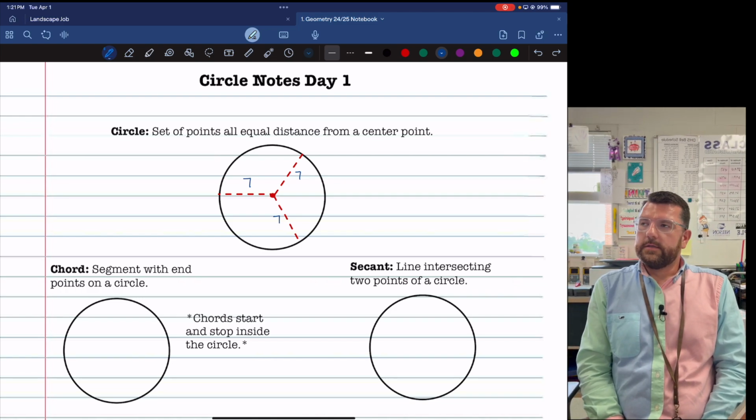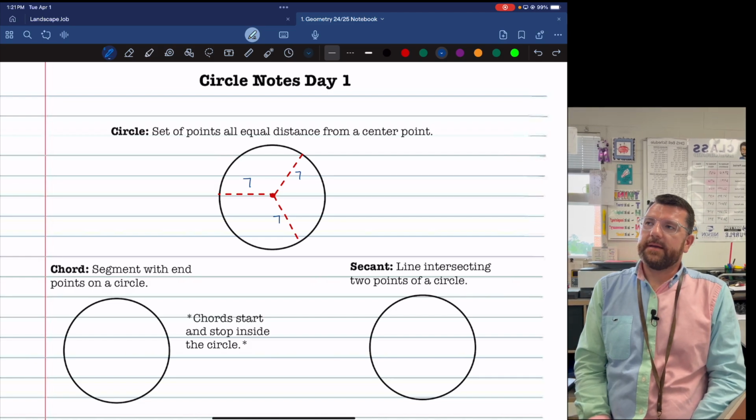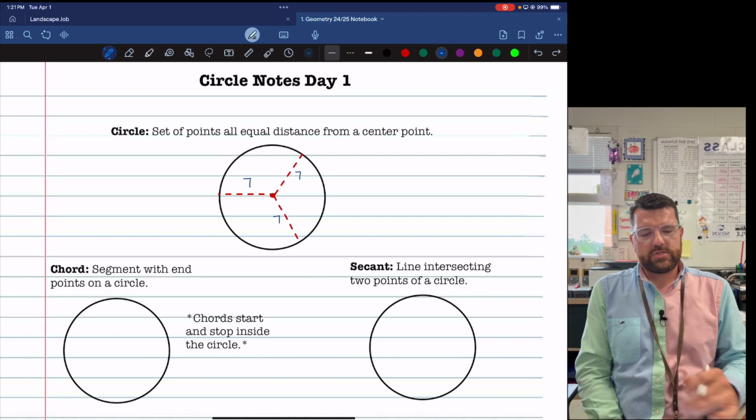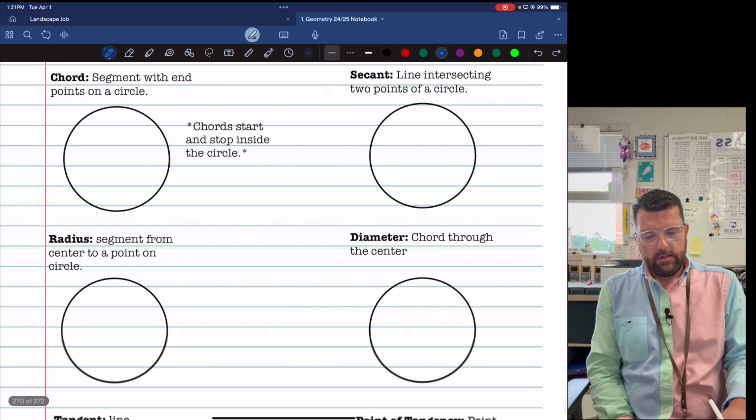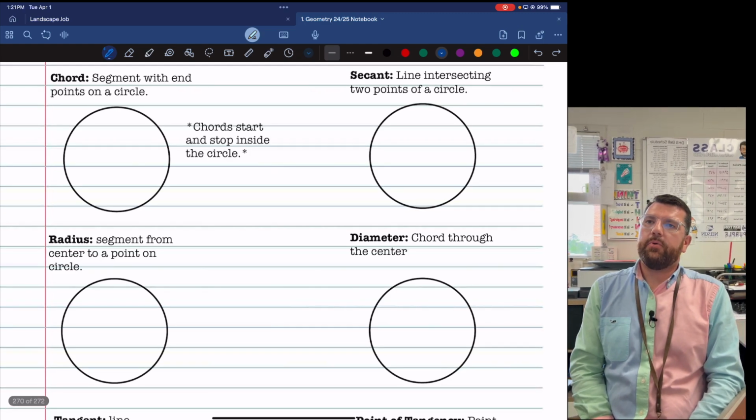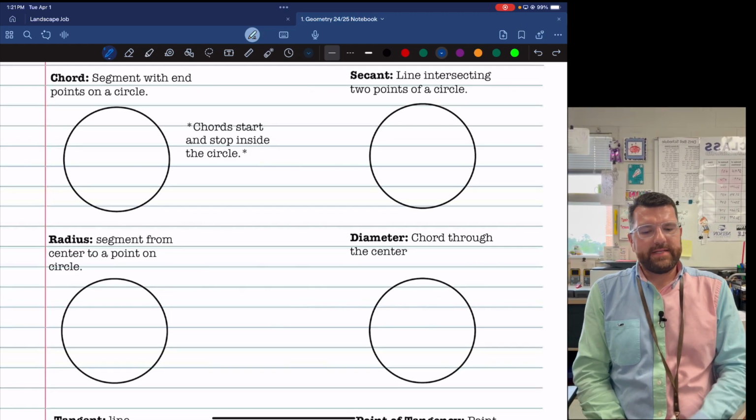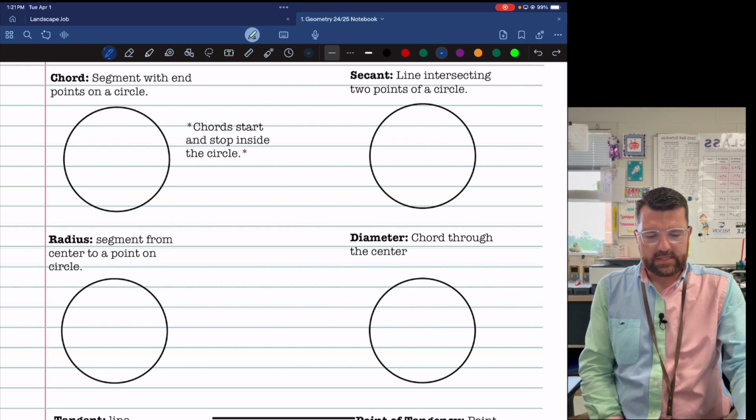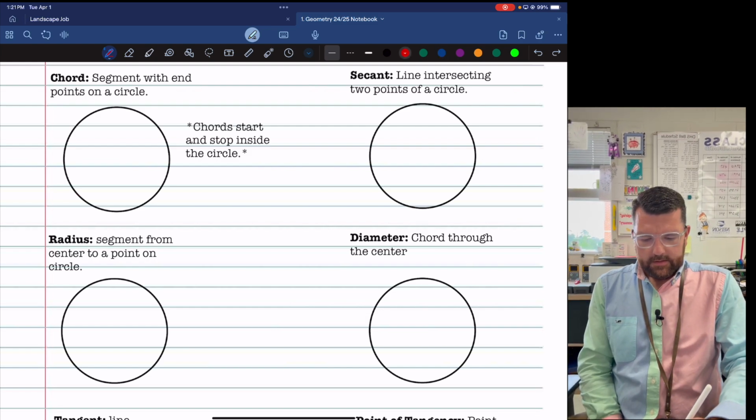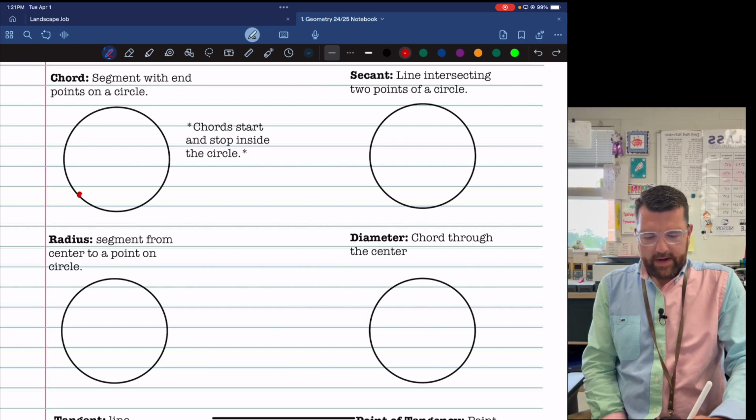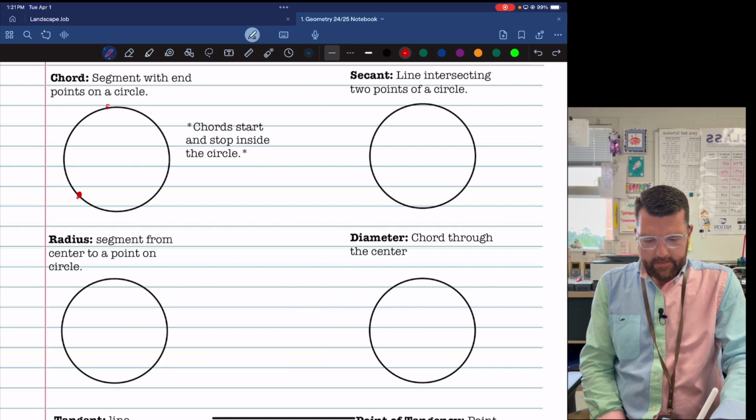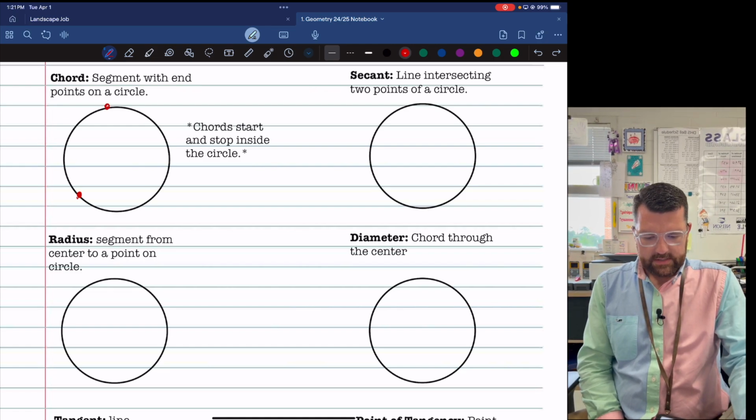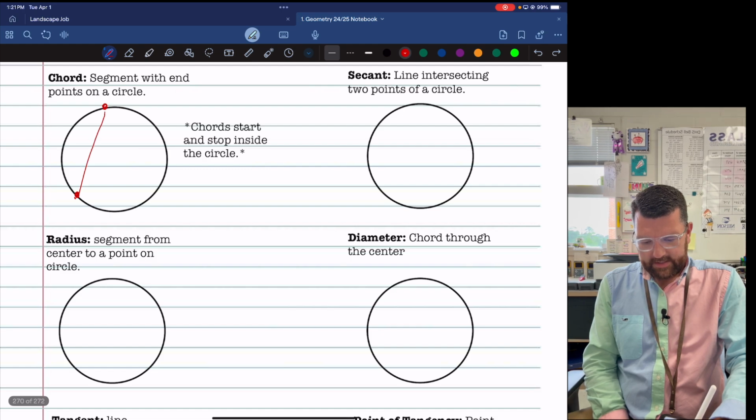A chord. A chord is a segment with endpoints on a circle. Segments have a starting point and a stopping point. It doesn't matter where they're at. It just matters that every chord has a starting and stopping point inside of the circle.